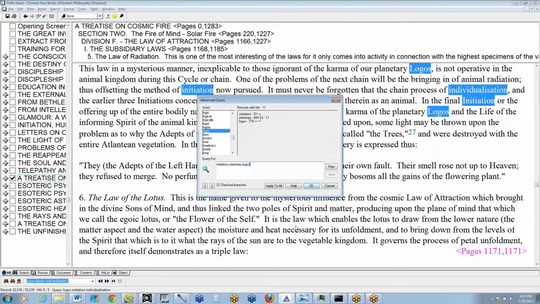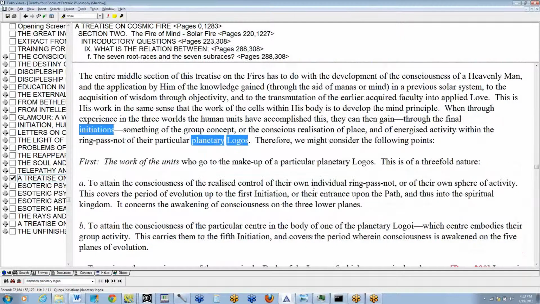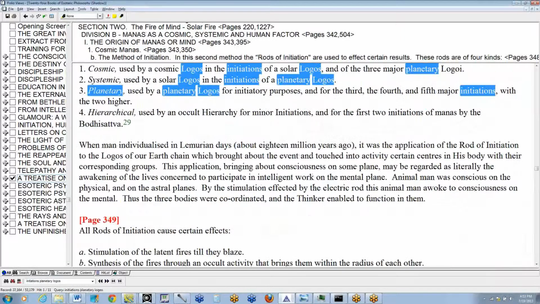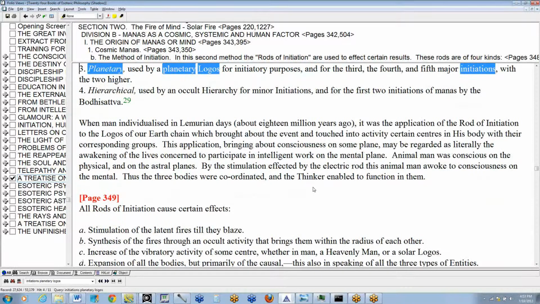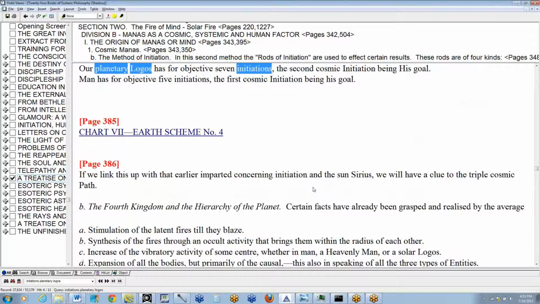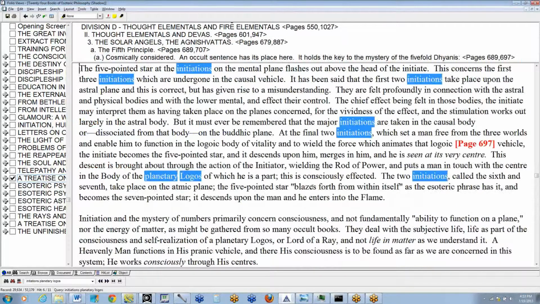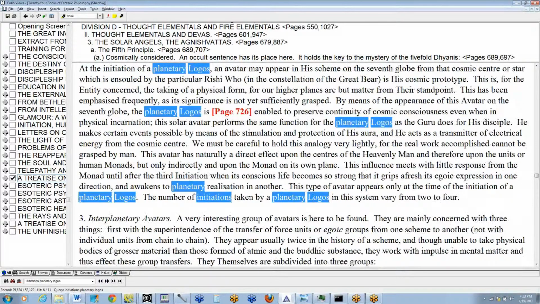We have initiations in terms of the planetary logos. Of course, this is a bit systemic, used by, these are rods of power. Okay. And this is the same reference we've just looked at. And this is about human initiations.